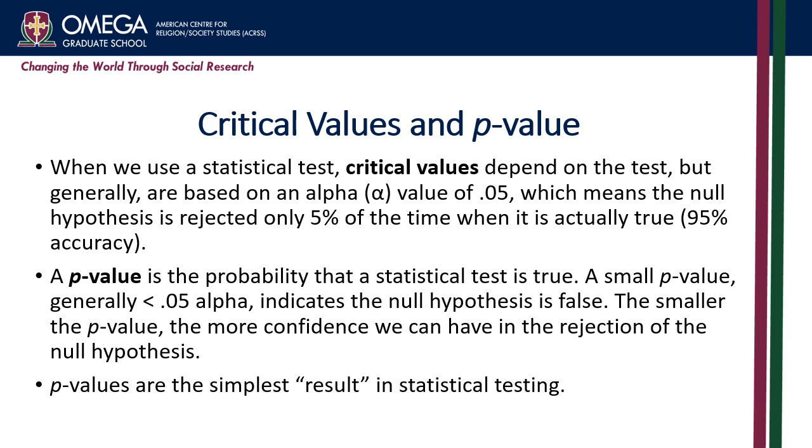P-values are the simplest result in statistical testing, and as we get into conducting these statistical tests, you'll see that the software, and in the case of OGS we use Winx, the statistical tests will compute a p-value, and that p-value represents how statistically significant the results are. And by and large, if the test reports that p is less than 0.05, we can say that we reject the null hypothesis, and in so doing, the alternate hypothesis is accepted.